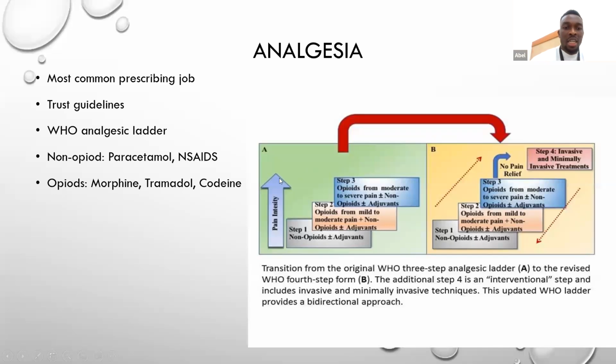Another thing that you will be doing probably most of the time as well, especially if you work in a surgical ward, is analgesia. So you will be prescribing a lot of painkillers for patients. It's important to know what your trust's guidelines are for analgesia. It's the World Health Organization analgesic ladder where you go from non-opioids to NSAIDs to opioids to combining them and all of that.